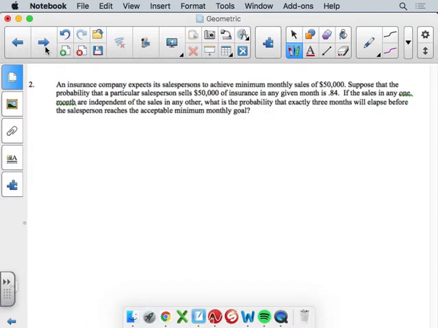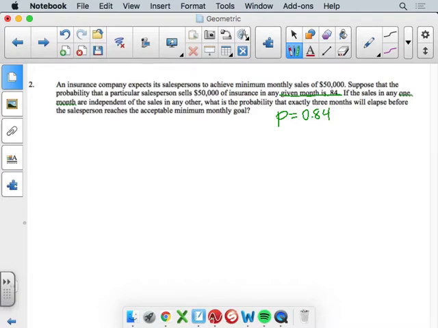So, an insurance company expects a salesperson to achieve minimum monthly sales of $50,000. Suppose that the probability a salesperson sells $50,000 of insurance any given month is 84%. So they're telling us to suppose that in general there's an 84% chance of selling 50,000. If the sales in any one month are independent from another, what is the probability that exactly 3 months will elapse before the salesperson reaches the acceptable minimum monthly goal?